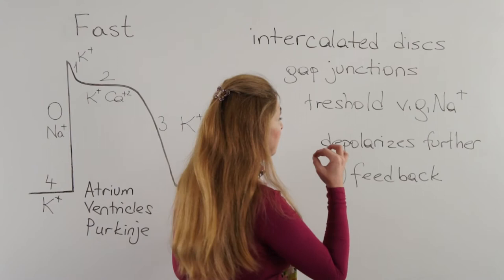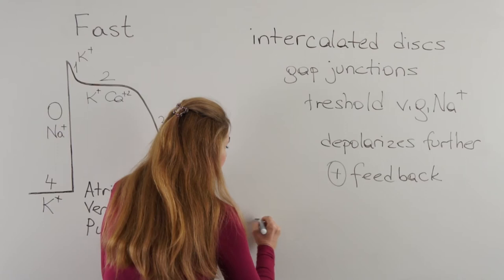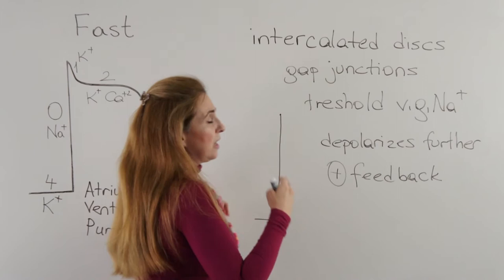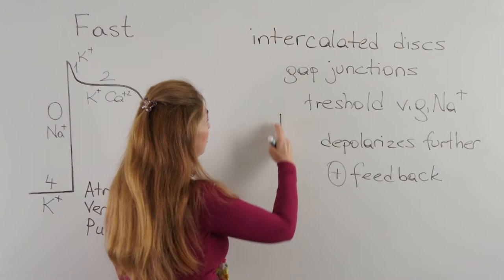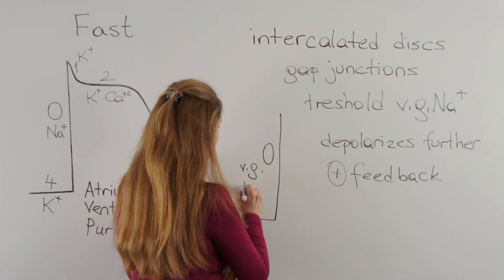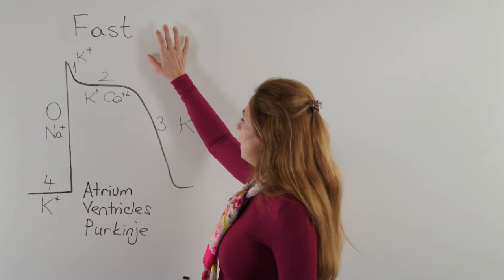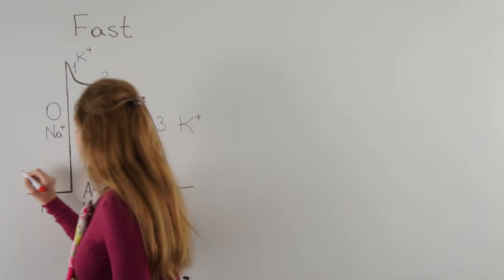At a point, the cell will come to an inevitable level, and after this level, the depolarization phase is going to happen very quickly because lots of voltage-gated sodium channels are open, and we are going to have what we call the phase zero of the fast action potential, which is produced by the voltage-gated sodium channels in a similar way to the nerve fibers. So in the atrium, ventricular and Purkinje cells, for the fast potential, the resting membrane potential is about minus 90 or minus 80 millivolts.